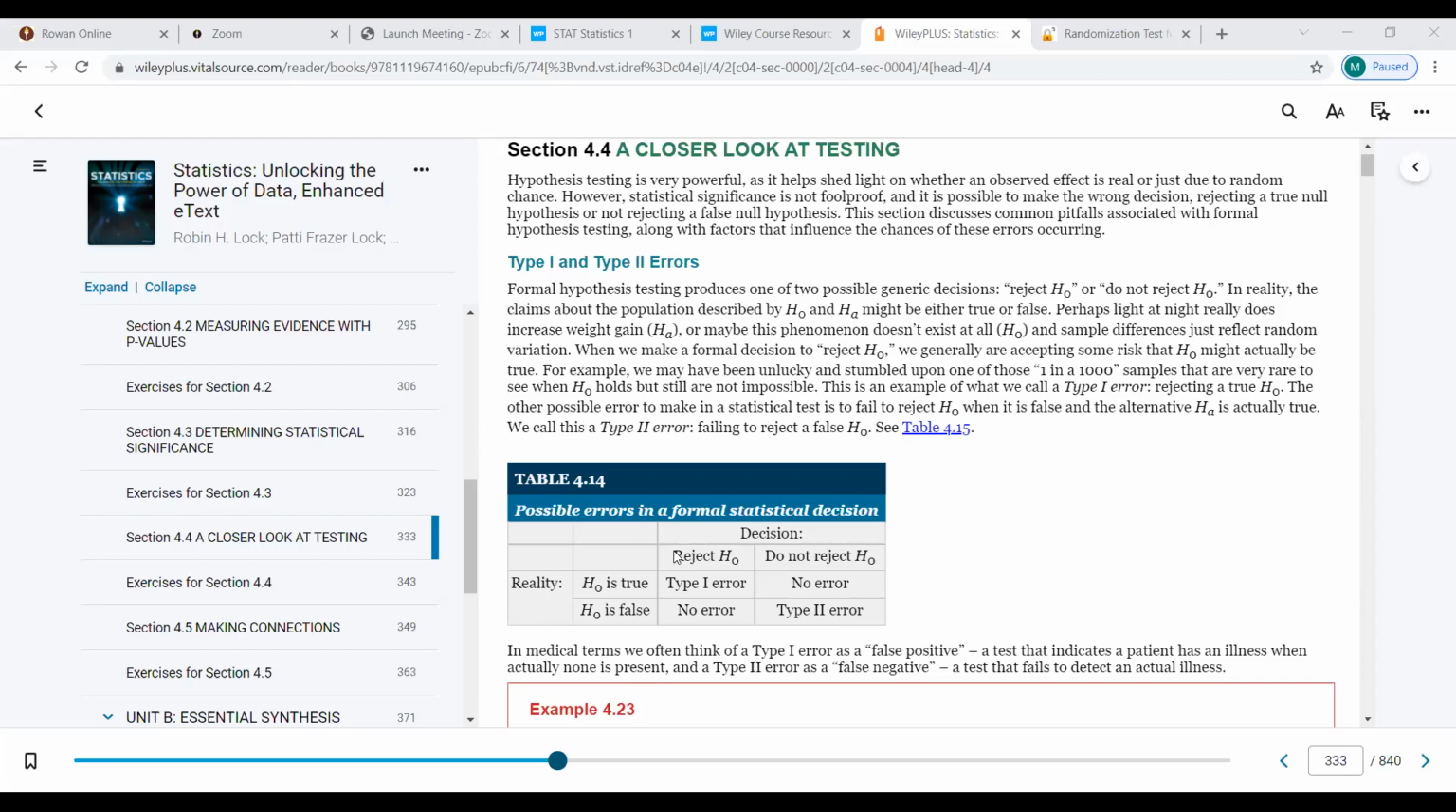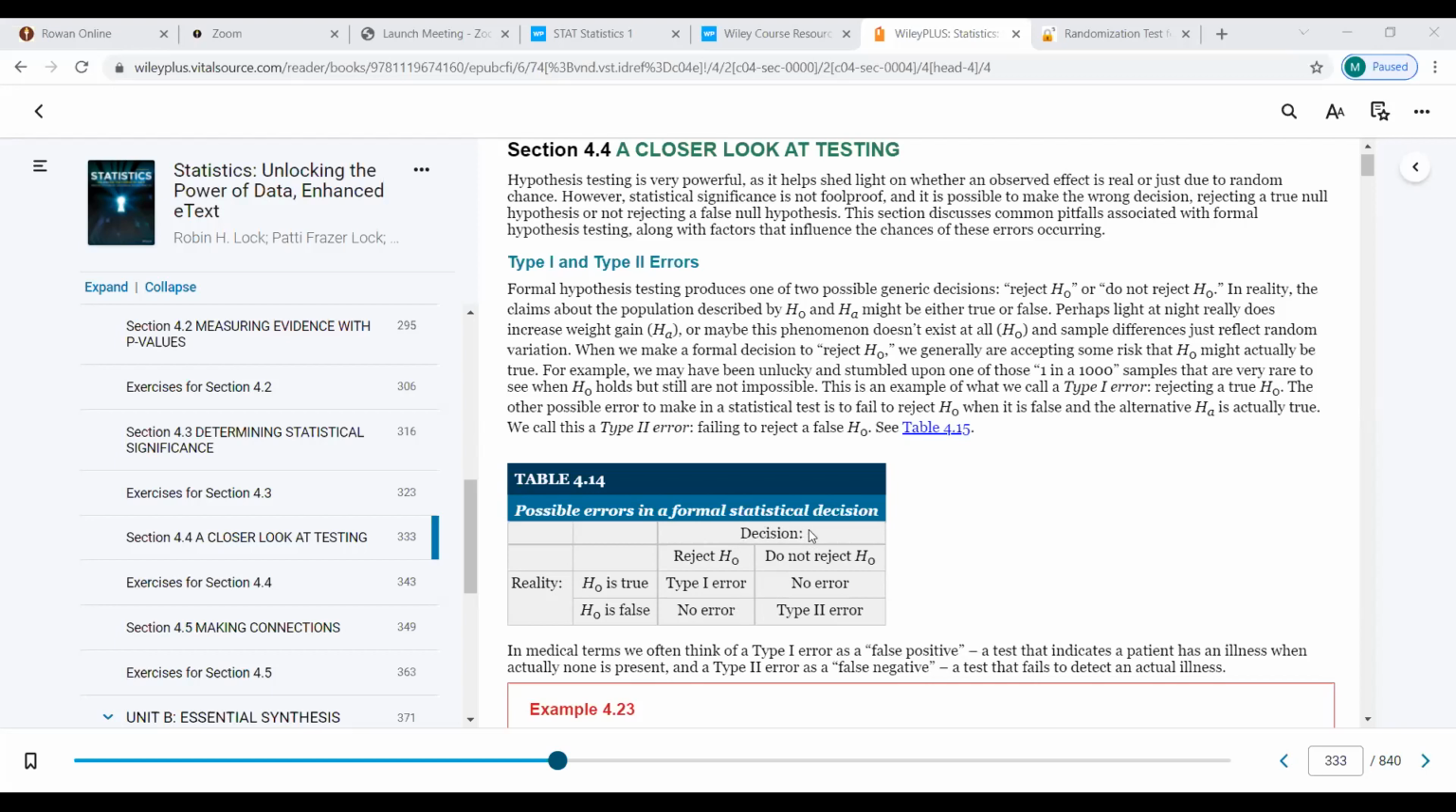Now, in this box here, we see a 2x2 table. Along the side here is what they call reality. Reality is what's actually true. Unfortunately, because we're doing statistical tests, we don't really know what reality is. But reality is basically one of two things: the null hypothesis is true, or the null hypothesis is false. It's either one or the other. However, we don't know, because it's unknown. So we do a statistical test and we make a decision.